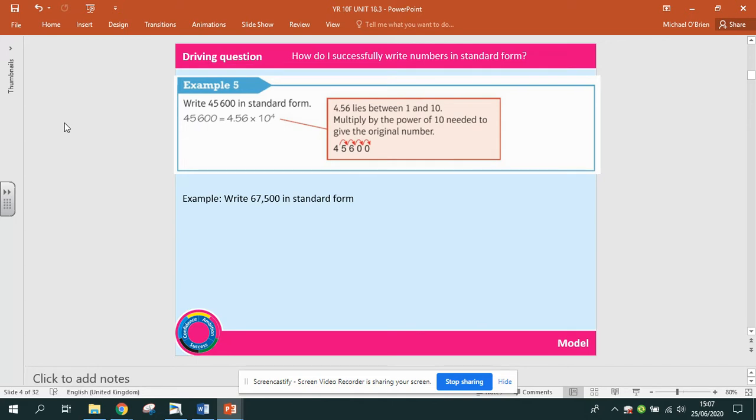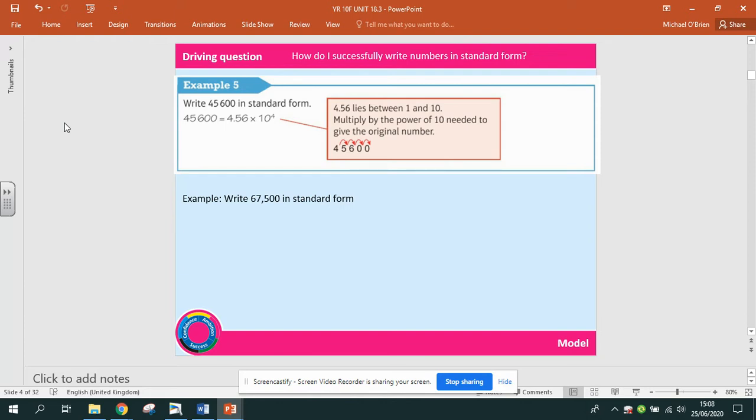So, this next example that we've been given is write 45,600 in standard form. We must write all numbers in standard form with only a number in the ones column. It can't be any bigger than in the ones column. We don't have any numbers in the tens. We don't have any numbers in anything bigger. So the way we write that number is going to be 4.56.